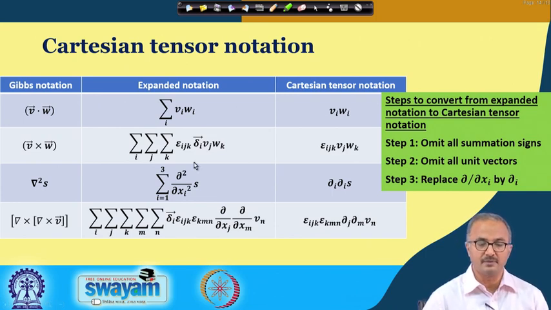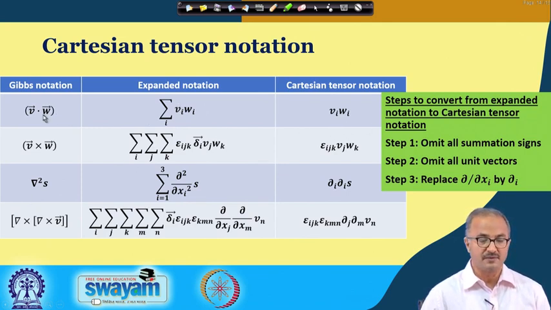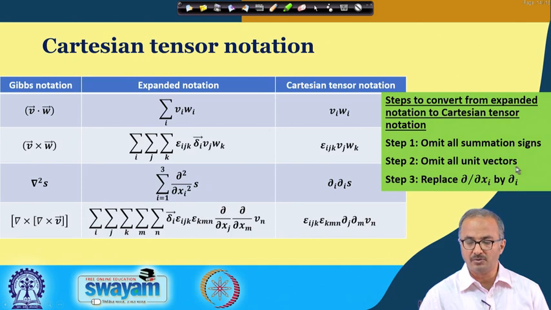And here I have summarized all this. This is the Gibbs notation, and this is the expanded notation. If you have the expanded notation, V dot W is the summation of Vi Wi, then in the tensor form we drop the summation. So here we omit all summation signs, omit all unit vectors, and replace dou by dou x i with dou i only. So dou i means dou by dou xi. This is how we make this particular table.